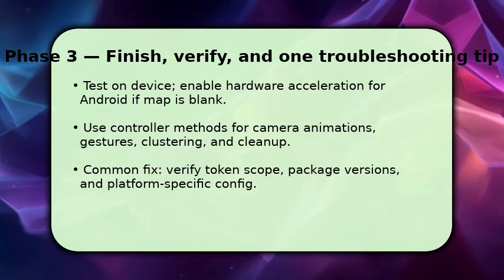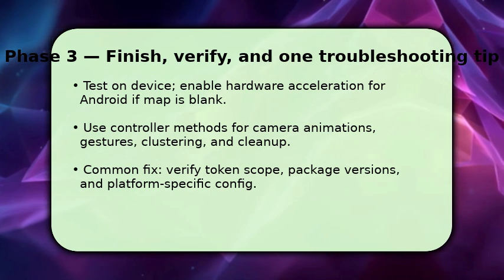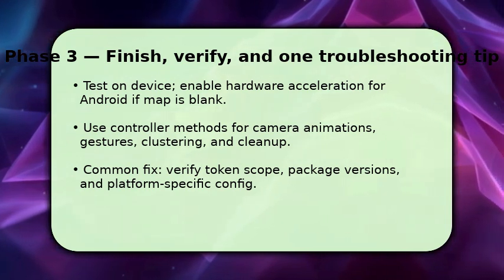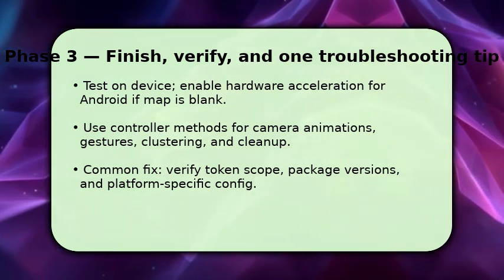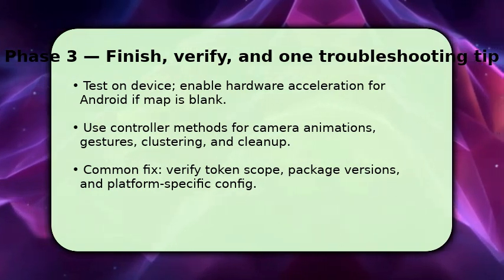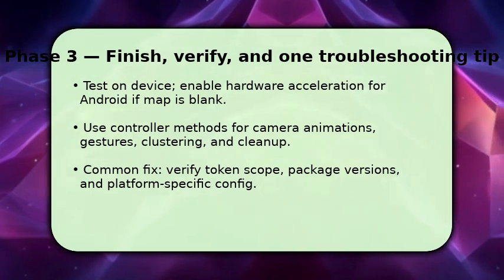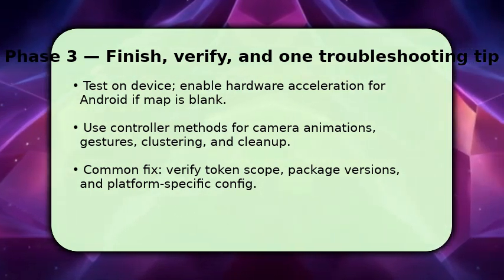On Android, enable hardware acceleration if tiles don't render. If maps fail, check token validity, plugin version mismatches, and platform config in manifests and Plist. One quick troubleshooting tip: clear app data, reinstall, and inspect runtime logs for authorization or network errors. This usually reveals the root cause.